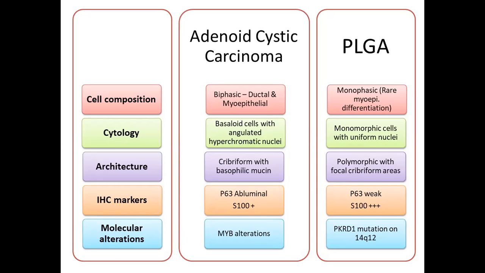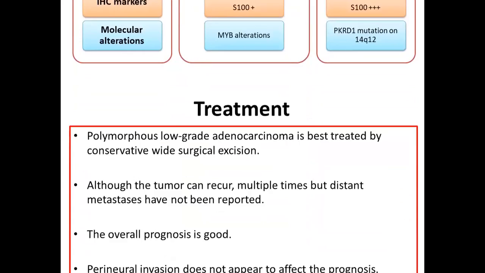When we need to rule out adenoid cystic carcinoma from PLGA with the immunohistochemical panel, S100 comes out weak in adenoid cystic carcinoma, whereas it is strongly positive in PLGA, and P63 comes out positive in adenoid cystic carcinoma, which is weak in PLGA. When we talk about the molecular or genetic alterations, MYB alteration is seen in adenoid cystic carcinoma, whereas the hotspot mutation specific for PLGA, that is PRKD1, is not seen in cases of adenoid cystic carcinoma.